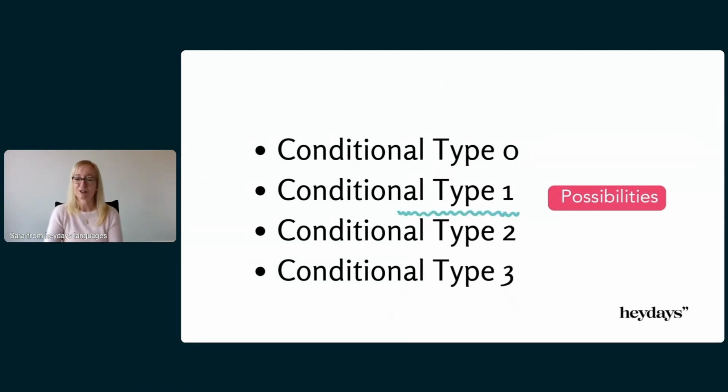Let's have a look at type 1, talking about possible situations. So I'm going to use the same sentence. If I have a toothache next week, it's possible, I will go to the dentist. I'm talking about a real situation, a real possible situation in the future. If and I will.